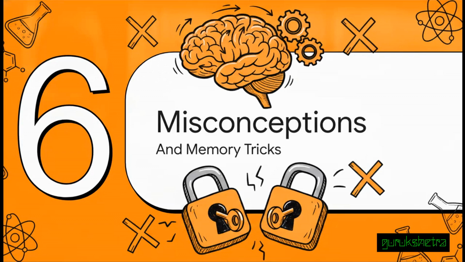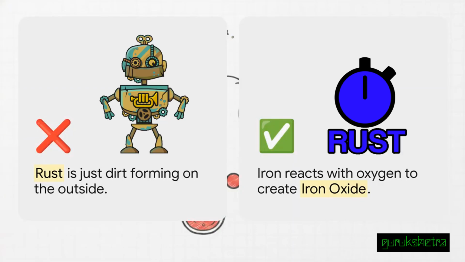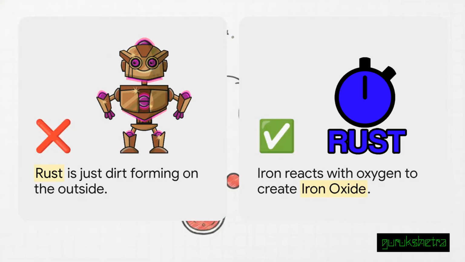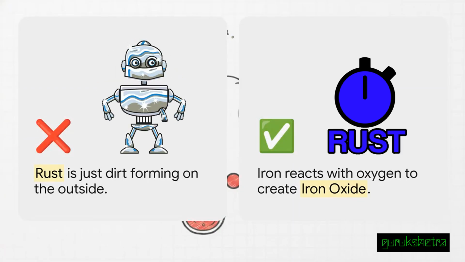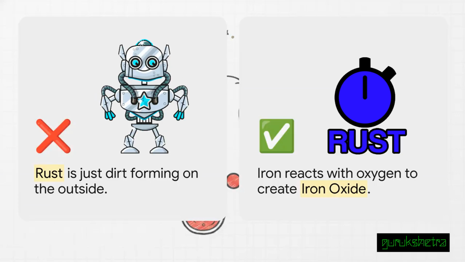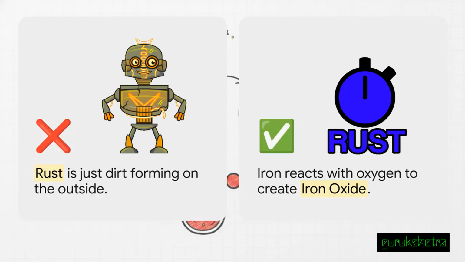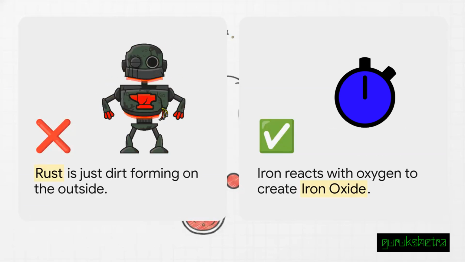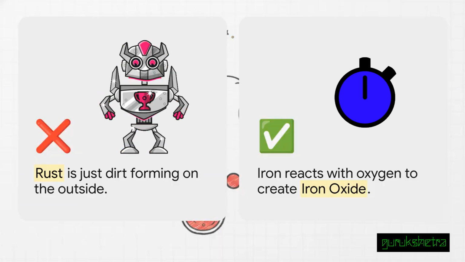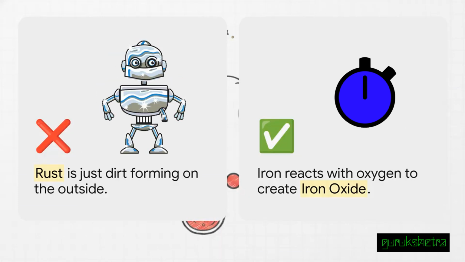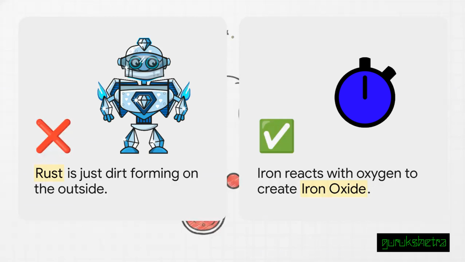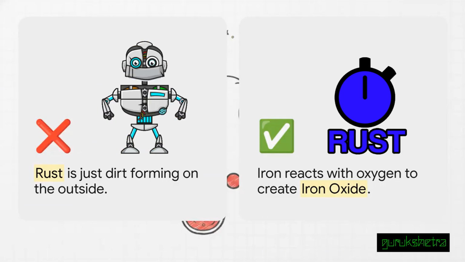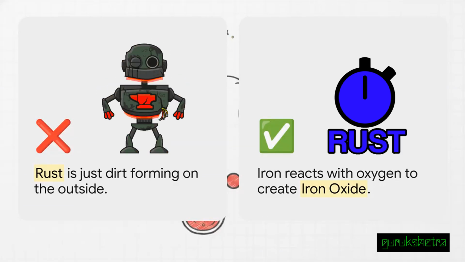All right, our final section, misconceptions and memory tricks. There is a really common misconception I see all the time. A lot of students think rust is just dirt or grime that sort of gathers on the outside of old metal. But in scientific reality, rust is not an external coating at all. It is the actual metal transforming. The iron atoms literally bond with oxygen and moisture from the air to create a brand new chemical substance, iron oxide. The original iron is actually being consumed in the process.